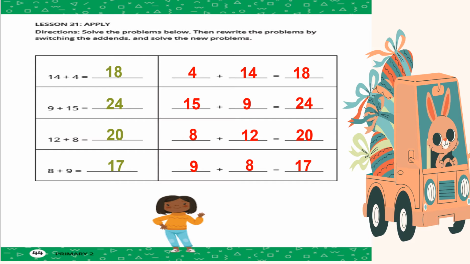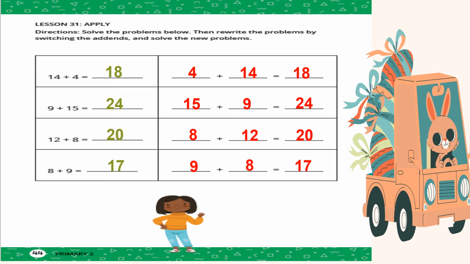Now example number 2. 9 plus 15. Yes, we can use the counting on strategy. 15 in your mind, 9 in your hand. After 15: 16, 17, 18, 19, 20, 21, 22, 23, 24. So we will switch the addends. 15 plus 9 also equals 24.